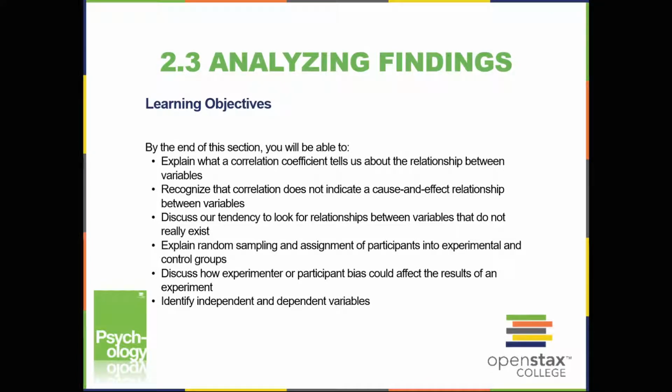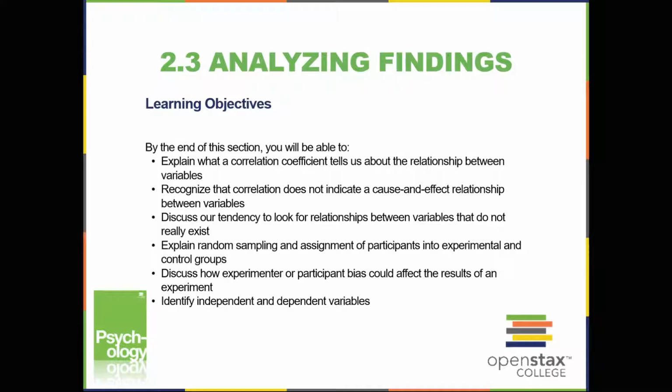Section 2.3, Analyzing Findings. Learning Objectives. By the end of this section, you will be able to explain what a correlation coefficient tells us about the relationship between variables. Recognize that correlation does not indicate a cause and effect relationship between variables. Discuss our tendency to look for relationships between variables that don't really exist.